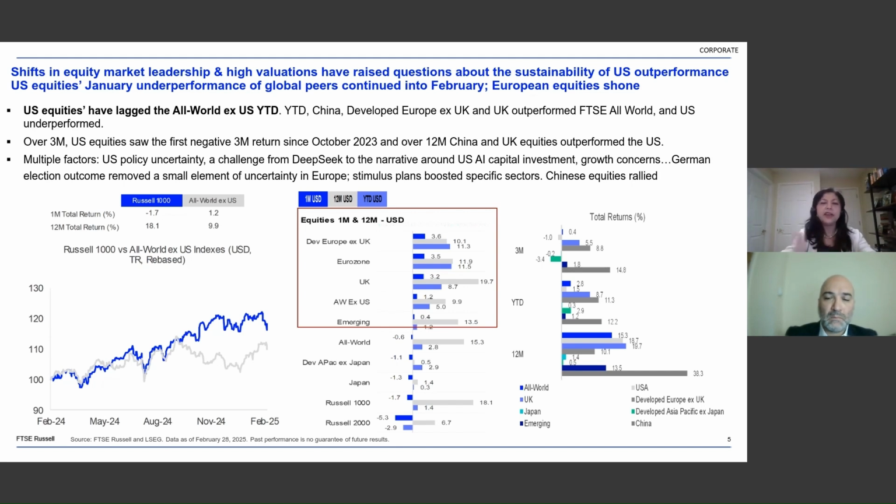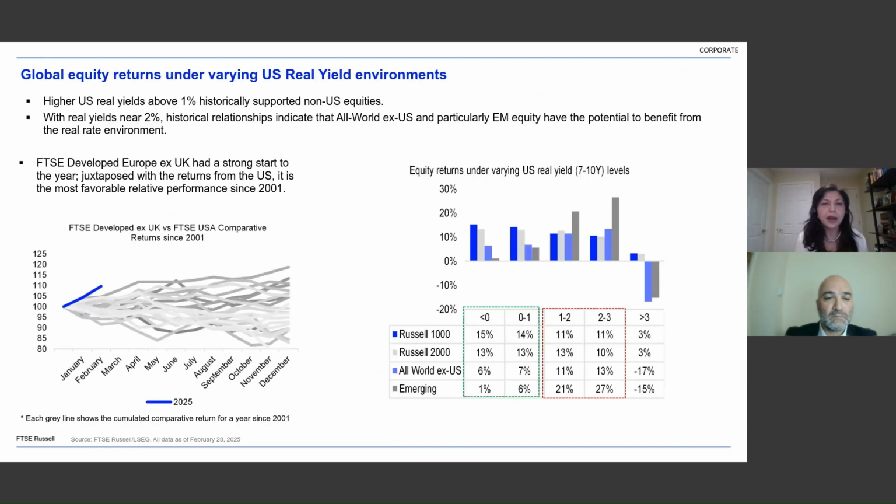So that is what is really interesting. You see that we have the returns of the different parts of the world over different time periods: 1 month, year to date, 12 months. And you see the story now being fairly consistent. Even on a 12-month basis through February, it's China and UK equities outperforming the US. So what has been happening in 2025 is really quite remarkable.